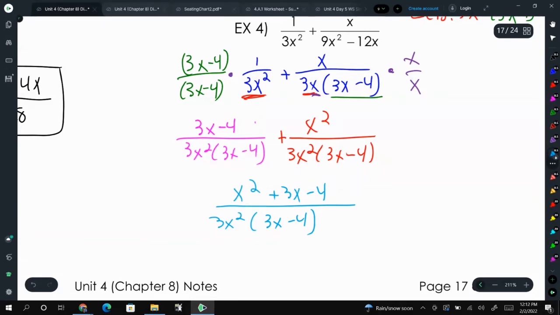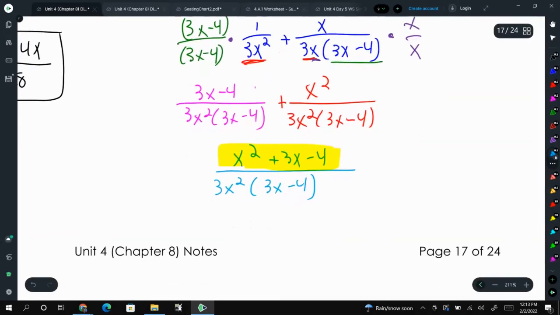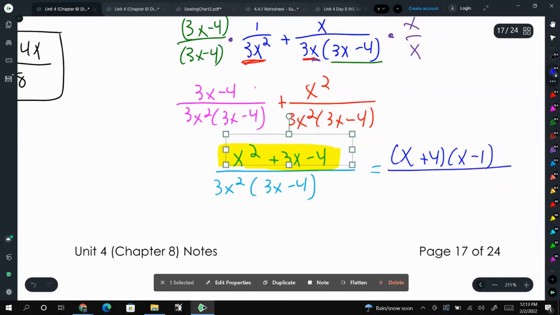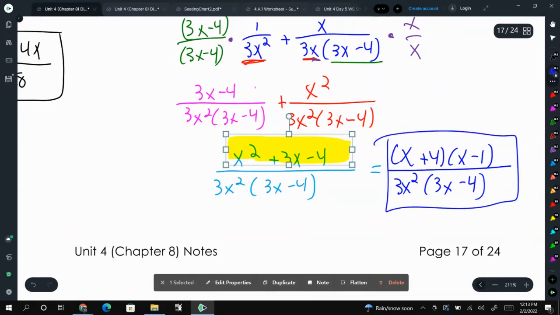And as I said earlier, when we were looking at that sample problem, you want to see if you can factor the numerator up here. Because what if you could factor the numerator and you get a 3x minus 4 that could cancel with what you have in the denominator? So when you look at the numerator, you factor that, you get x plus 4 and x minus 1 over 3x squared times 3x minus 4. And that would be our final answer.